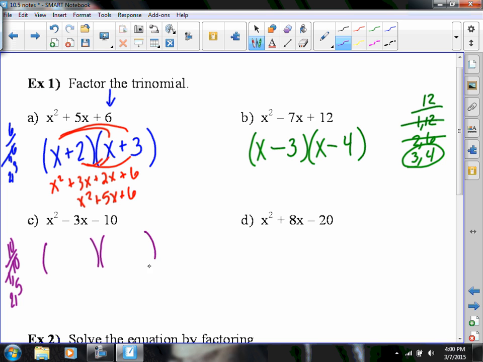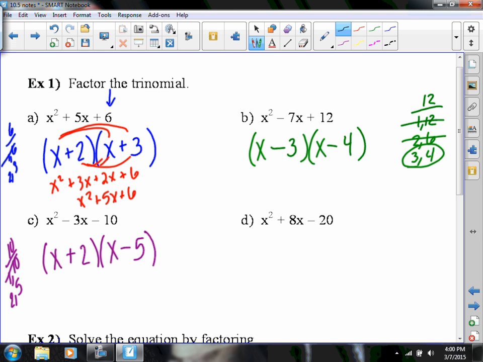So I set up my parentheses, my x and my x, my 2 and my 5. Now, in order to add up to a negative 3, the 2 would have to be positive and the 5 would have to be negative. And then if I multiply them, 2 times negative 5 would get me negative 10. So hopefully by now you're starting to catch on to the guess and check method here and see how these numbers have to multiply and add together.